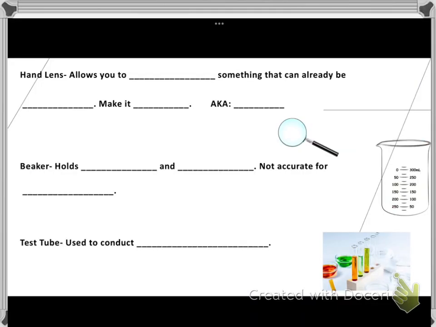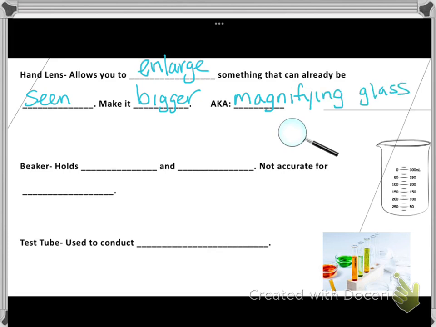Okay, next we're going to talk about a hand lens. Hand lenses allow you to enlarge whatever object you're looking at. These are things that you can already see. You're looking at small print in the newspaper, and so you get a hand lens that makes it larger. You're looking at a design, you get a hand lens that makes it larger. So it just makes it bigger. Hand lenses are also known as magnifying glasses, and there's a picture of one right there.